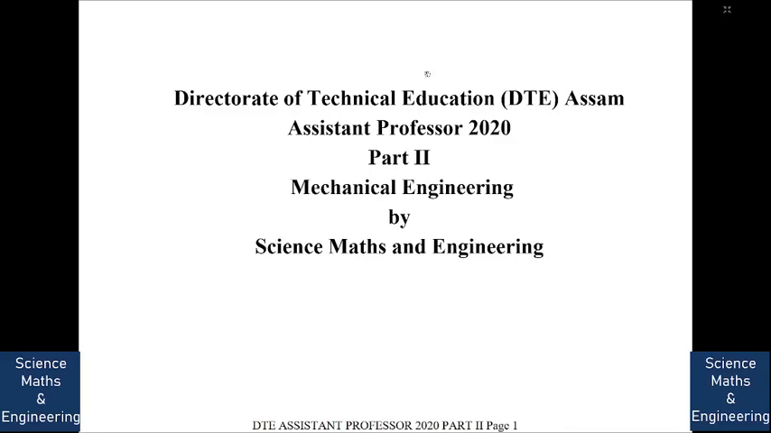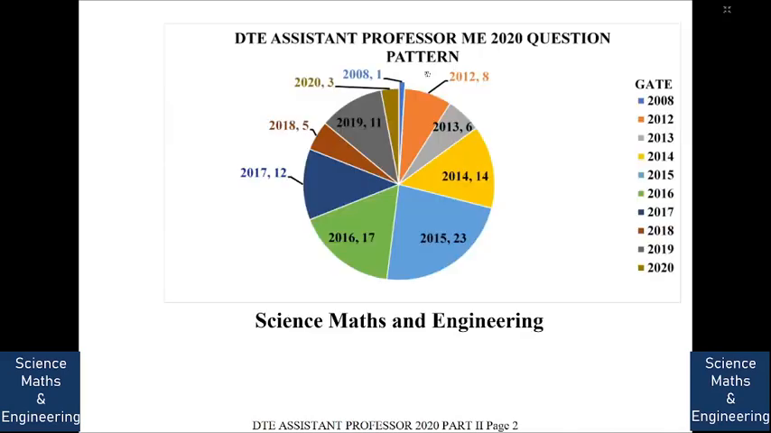Today we are going to solve the second part of this mechanical engineering paper, the examination for which was conducted by the Directorate of Technical Education Assam for the post of Assistant Professor in 2020. As we already discussed, all questions in this paper were from previous year GATE question papers, and a pie chart is shown to give an idea of the number of questions from each year.